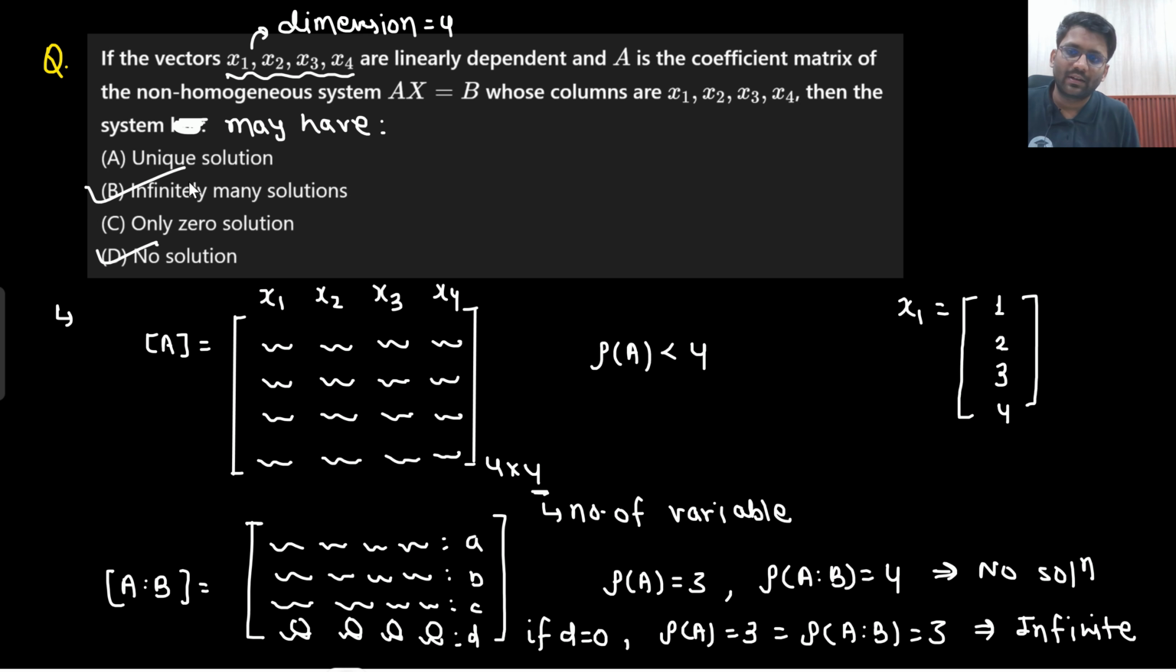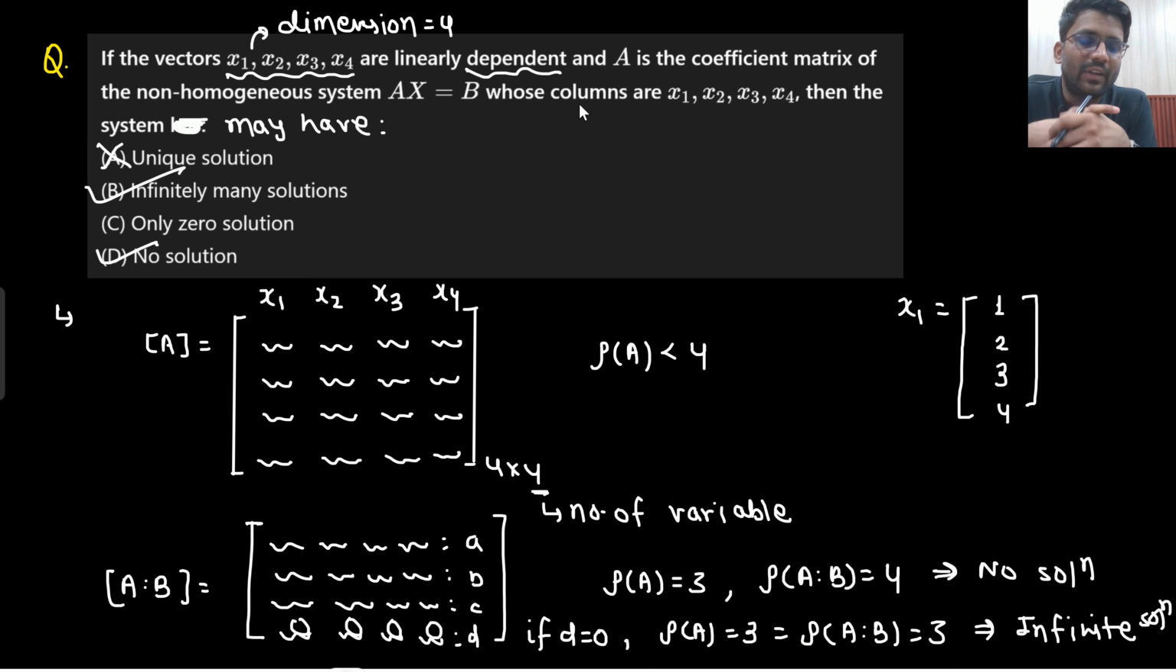So the answer could be infinitely many solutions, but one solution is not possible. A unique solution is not possible. Why is a unique solution not possible? Because they are linearly dependent. If they are linearly dependent, then the rank is lesser than 4. Right? And if the rank is less than 4, what does that mean?